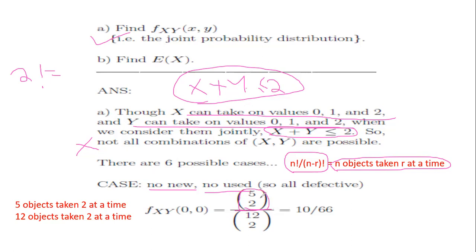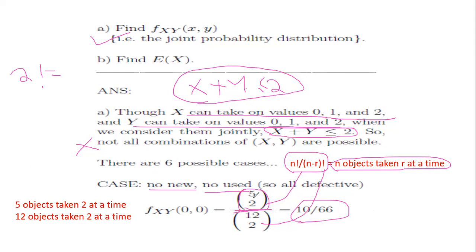So 5 permuted 2 times. I have 5 defective batteries and I have to select 2 of them, so 5, 2. We write it like this in parenthesis form; there could be other ways of writing it as well, divided by 12, 2. Why? Because I have a total of 12 and I have to select 2 from the 12. So when you solve it using this equation, I am left with 10 over 66.